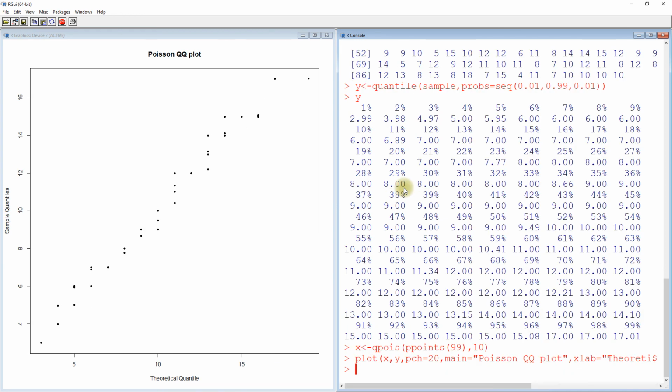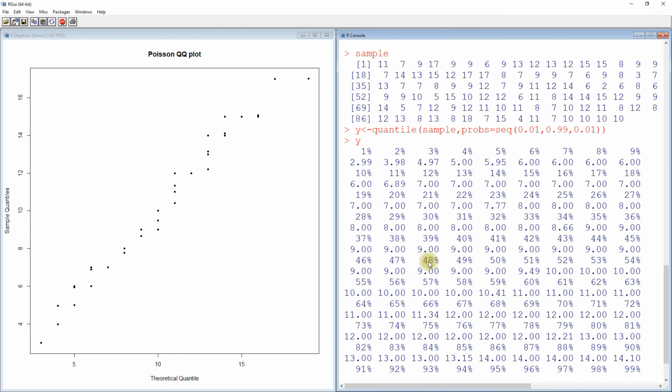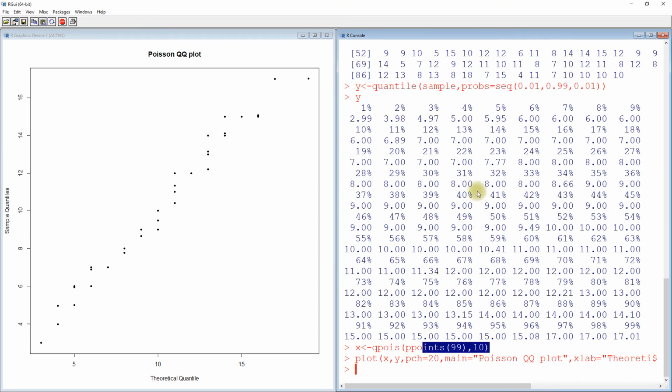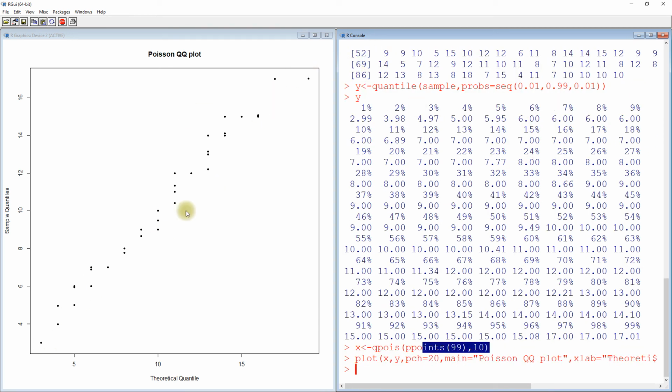I'll do enter, and you see that this data roughly follows a Poisson distribution because all the points seem to lie on a straight line, and the fact that the points lie on a straight line means it definitely follows a Poisson. And you see that for this particular case, the sample quantile are on the same scale as the theoretical quantile, obviously, because we are taking the same data. It's quite normal because this is what we did. We generated data values from that Poisson distribution with mean 10. Logically, we expect to have this same behavior.